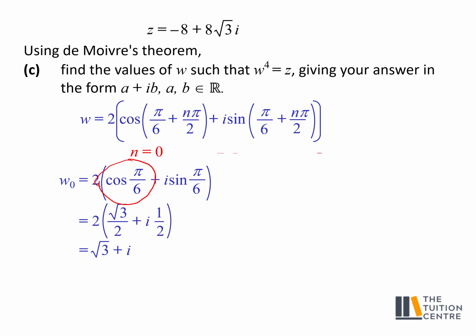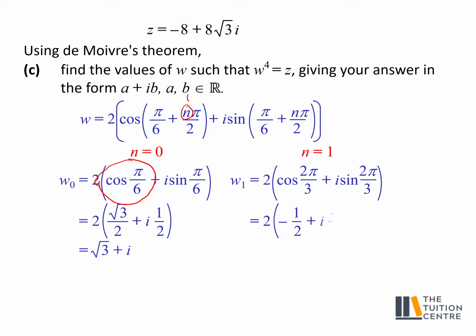That's my first answer. For n equals 1, I'm going to have 2 pi over 3. Remember, I'm putting in the 1 up here. So I'm getting pi over 6 plus pi over 2. That's the same as 2 pi over 3. I'm typing cos 2 pi over 3 into the calculator. I'm getting minus a half. I'm typing sine 2 pi over 3 into the calculator. I'm getting root 3 over 2. I end up with minus 1 plus i times root 3.